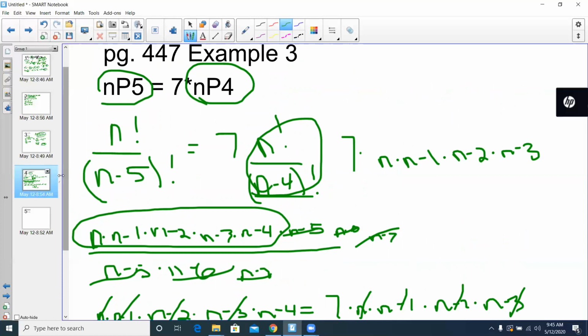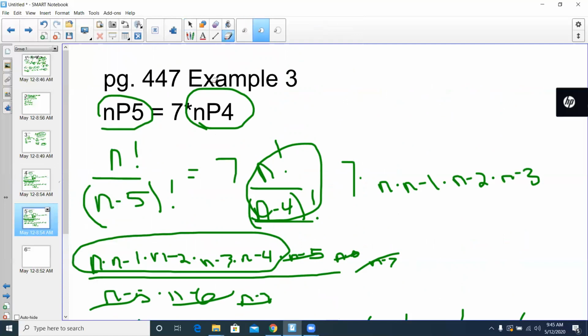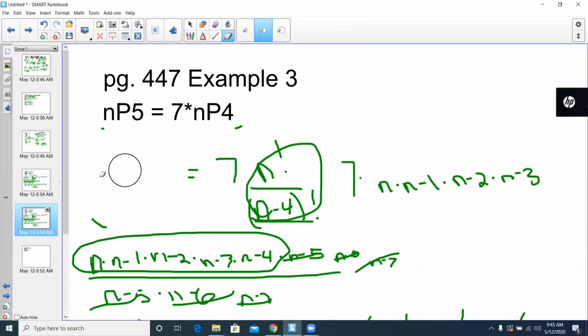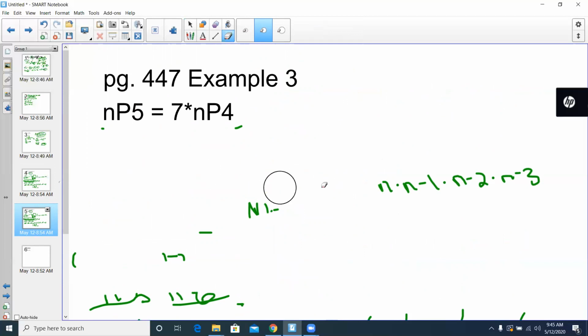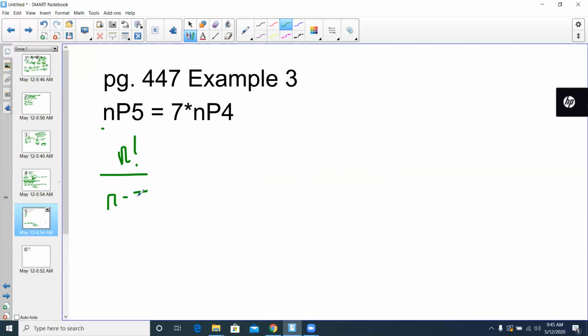So that's one way of looking at that. Okay, let's look at it another way. So let's clone the page. We're going to erase all of this stuff. So we're going to have n factorial divided by n minus 5 factorial. This equals 7 times n factorial divided by n minus 4 factorial.